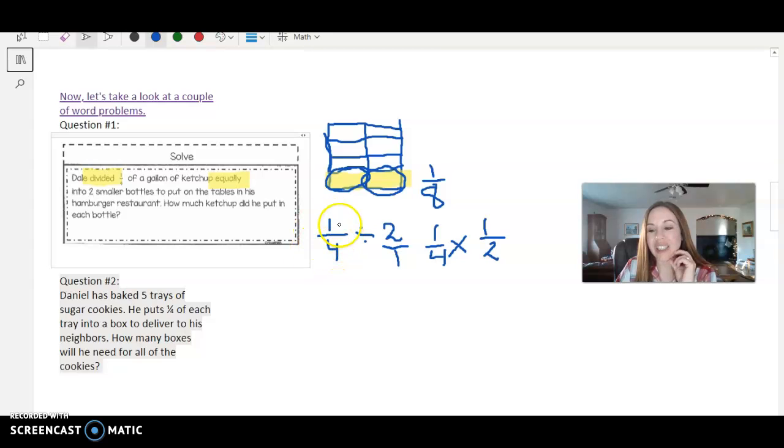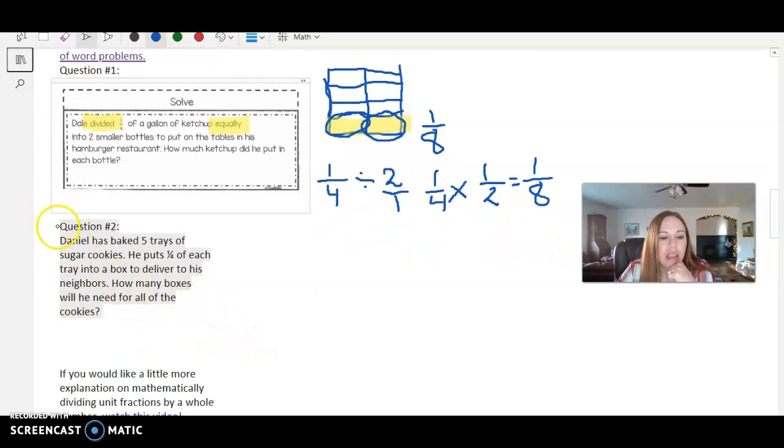Remember, if we start with a fraction, what should we end with? We learned yesterday, if we start with a fraction, we should end with a fraction, right? So let's just multiply across. 1 times 1 is 1. 4 times 2 is 8. Did we get the same answer? We did. All right, let's look at question 2.